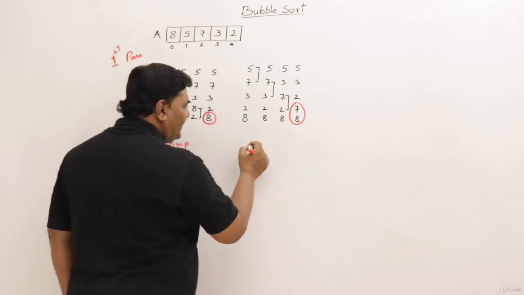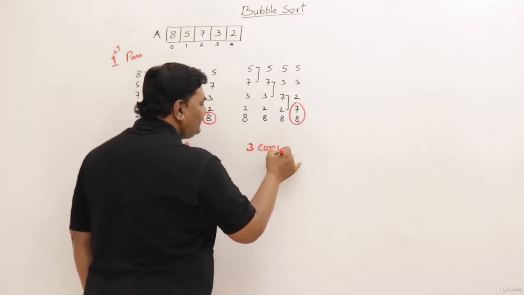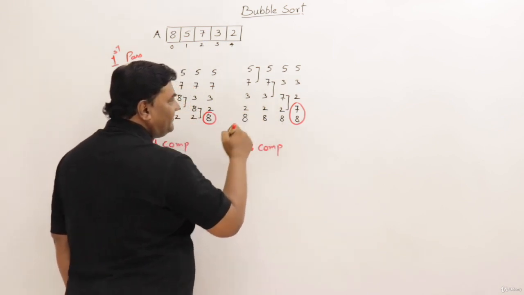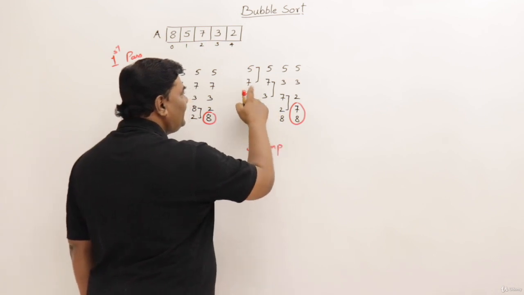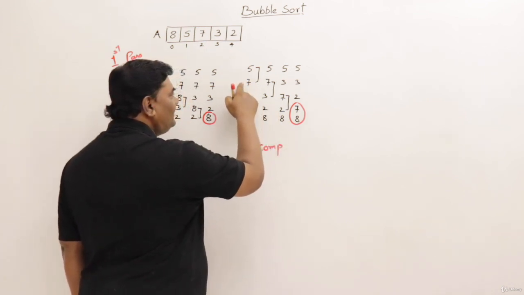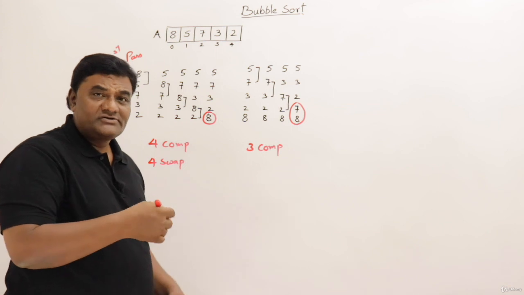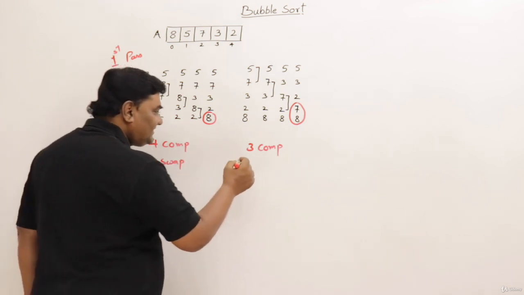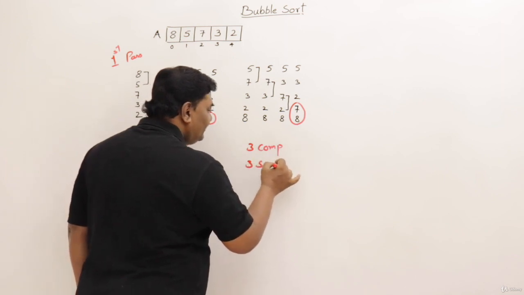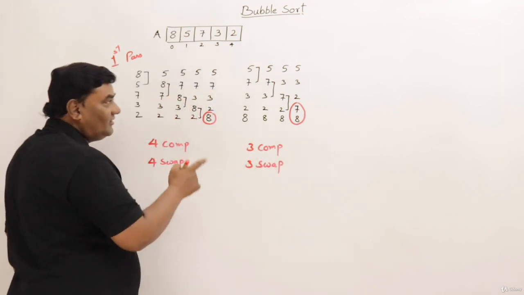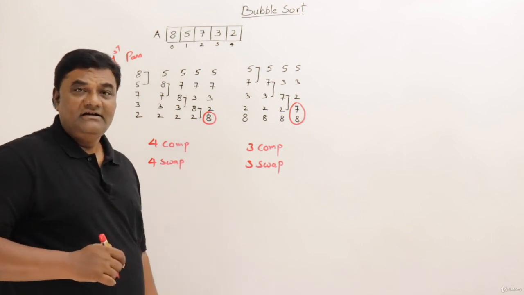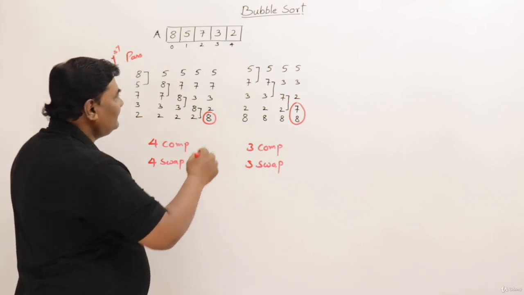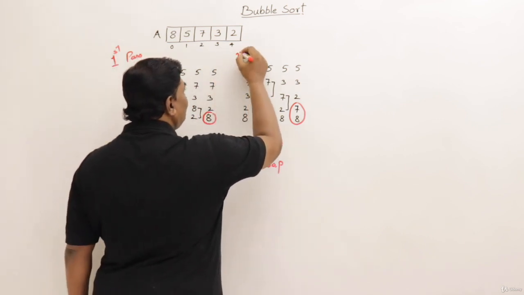How many comparisons have I performed? 3 comparisons I have performed. Then how many swaps are done? Just 2 swaps. Only 2 swaps are performed because here the number was smaller than 7. So at most how many swaps are possible? 3 swaps are possible. So I will write down 3 swaps. This is the maximum number of swaps, not the actual swaps that have happened there. Maximum swaps I am writing here. Now this was the second pass.